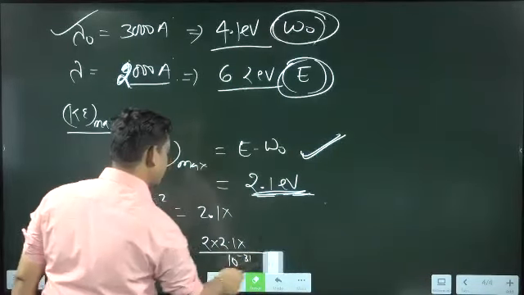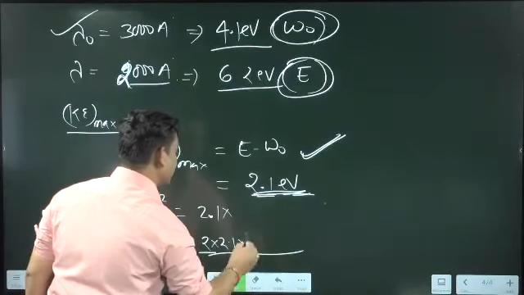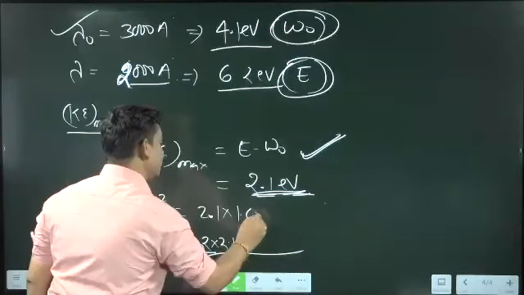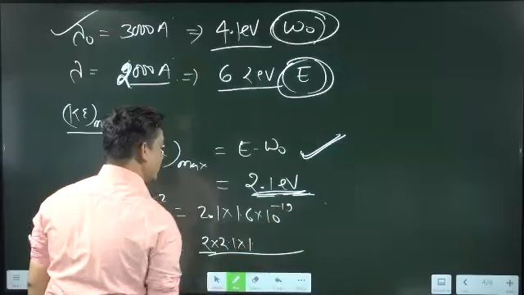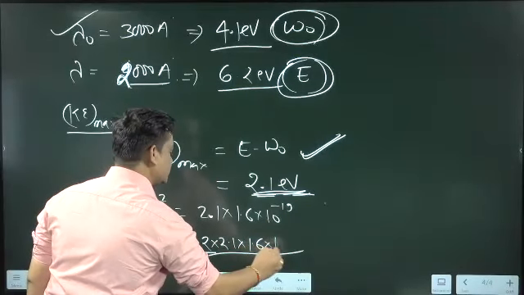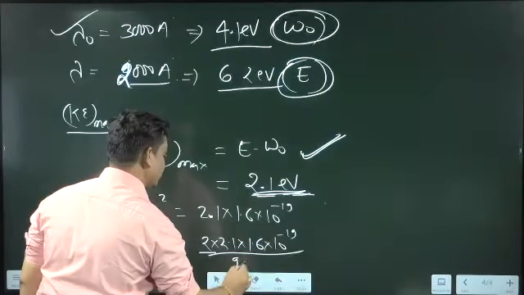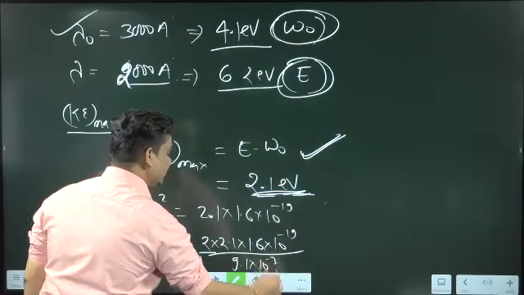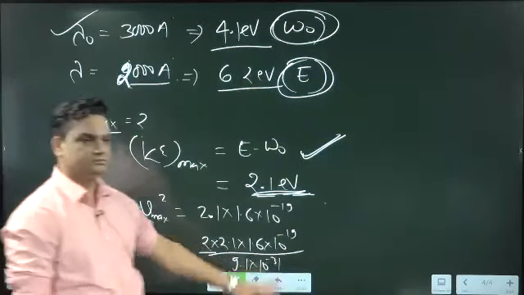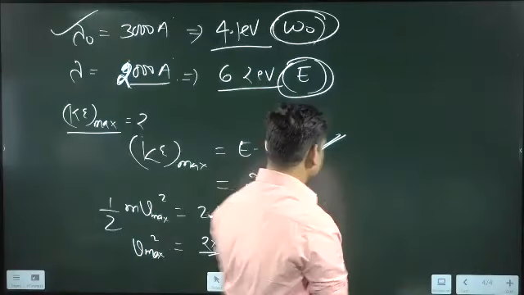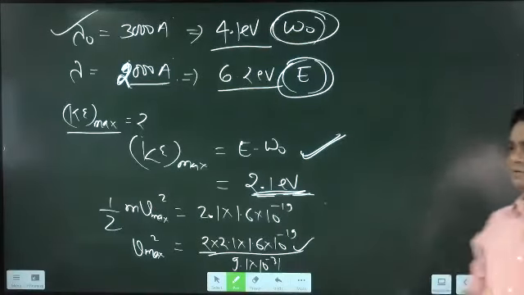In the upper value here I have to write 1.6 into 10 power minus 19, and in the mass, downside, we can write 9.1 into 10 power minus 31. This is the one question here. Next question I will go for.